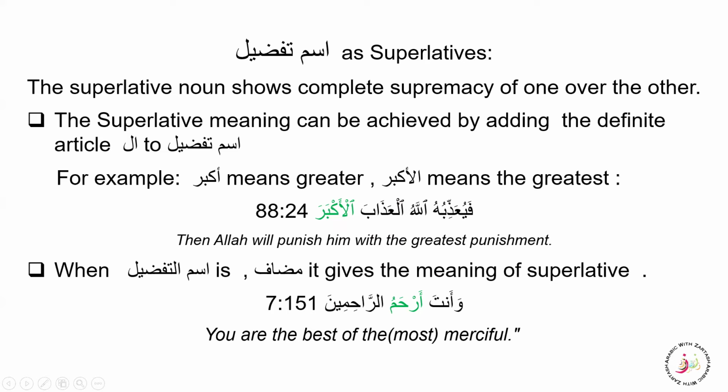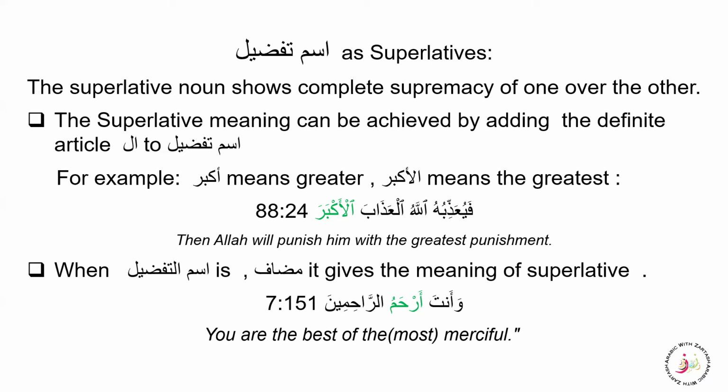When ism tafdil is mudaf, it gives a meaning of superlative. So we learned that there are two ways that a superlative can be formed: with the addition of al to ism tafdil, and when ism tafdil is mudaf, it gives the meaning of superlative. So here you can see this example. وَأَنْتَ أَرْحَمُ الرَّاحِمِينَ. You are the best of the merciful, or you can say you are the most merciful.